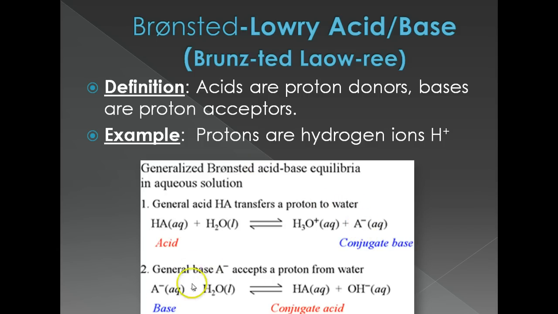And here we have a base, A minus, which will accept a proton from H2O to become HA, the conjugate acid, leaving hydroxide, OH minus, from the water.